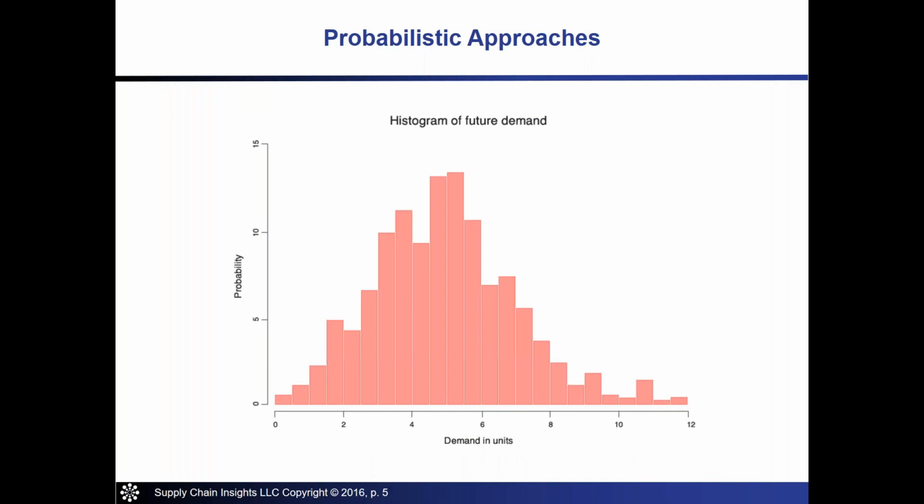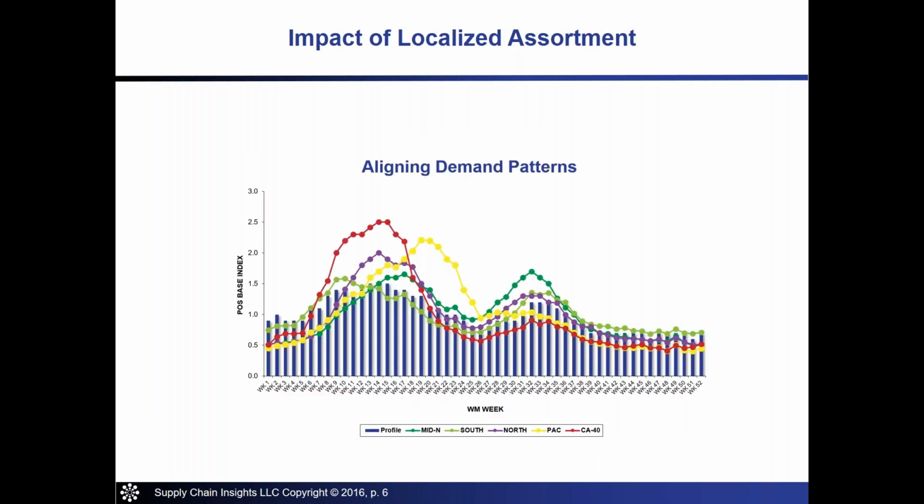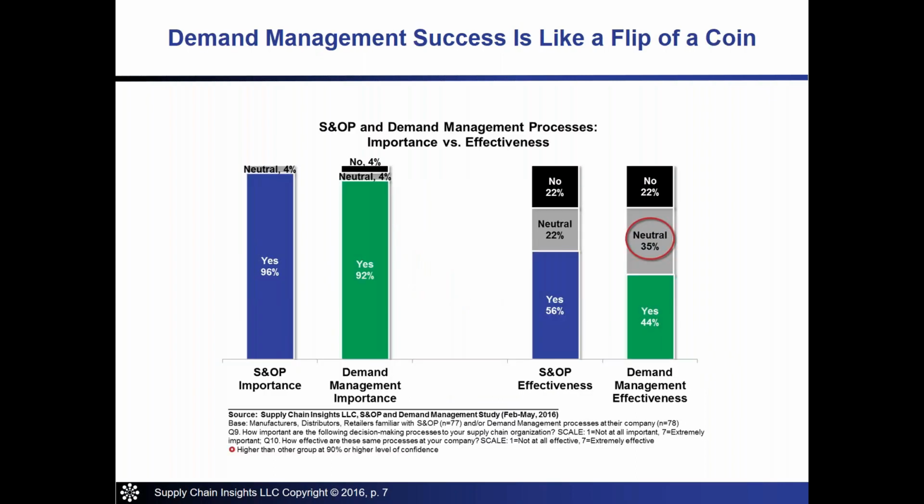In fact, this is a histogram of future demand, and so as we think about probabilistic approaches and the histogram and the probability of demand, we can't just think about demand as a single number. We need to think about it as a histogram and variability of demand, and we also need to think about localized assortment and aligning demand patterns. This is a slide from a client where they were looking at localized demand, and they were able to actually drive growth by 5% at local retailers by recognizing that aggregate demand did not answer the market. The aggregate demand looked very different, but by looking at the long tail of the supply chain and localized assortment, they were able to actually grow in the market.